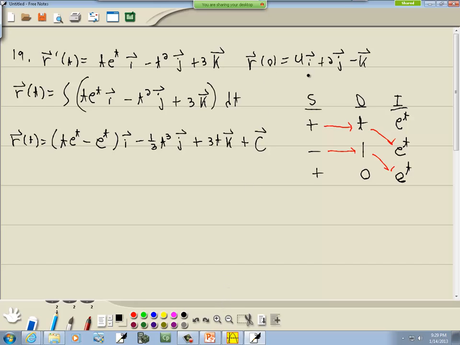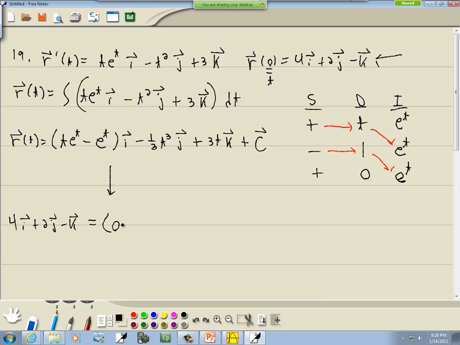Okay, so we're going to use this initial condition here to find out what c is. So we're going to put 0 in for t. And then the left side is going to equal 4i plus 2j minus k. Let me go down a little bit so I can have some room. So the left side, this right here, is going to be 4i plus 2j minus k equals, and we'll put 0 in for the t. Because again, that's what's inside of parentheses here. This is your t.